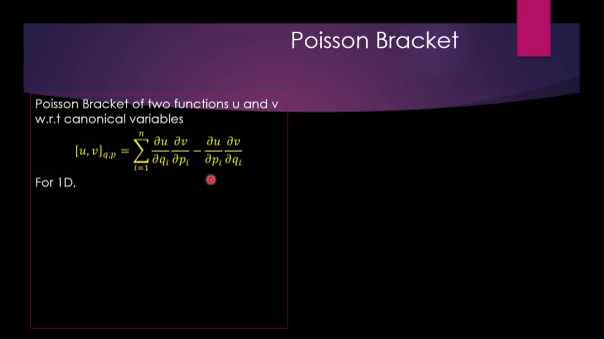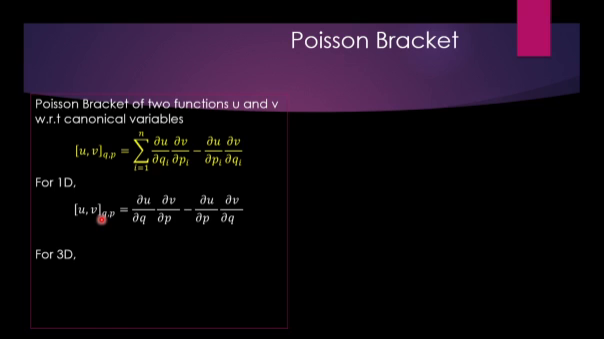Okay, so for one dimension, if only one generalized coordinate and corresponding momentum are there, we can simply write without any sigma summation, that is, del u by del q into del v by del p minus del u by del p into del v by del q. And you need not write always this suffix, it is implied. So you just have to write it as square bracket u comma v.